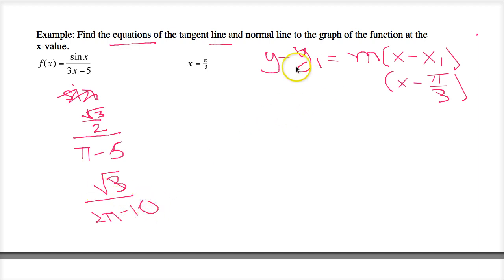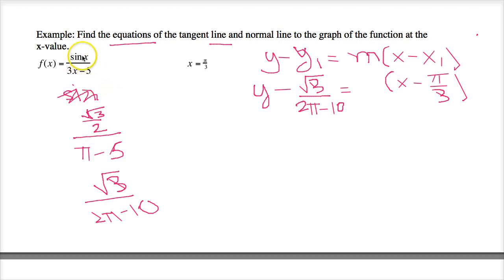So now I figured out y1. It's ugly. It's not even a nice number, but it is the y1 for this line. I don't know why my handwriting is like this. I'm sorry. Alright, now all I need is m. M stands for slope. Slope in calculus means the exact same as derivative.